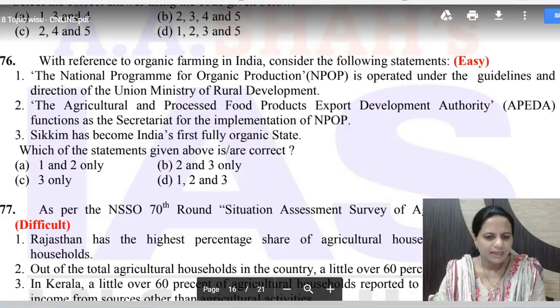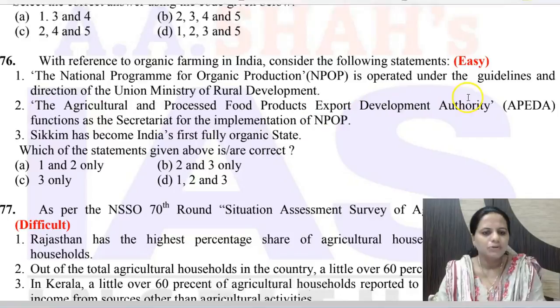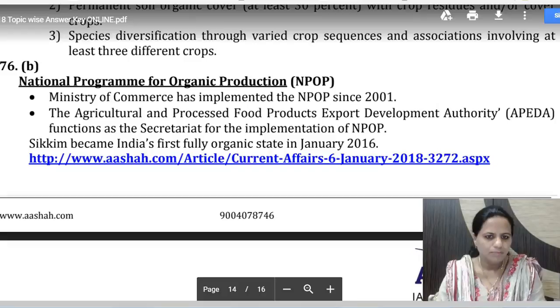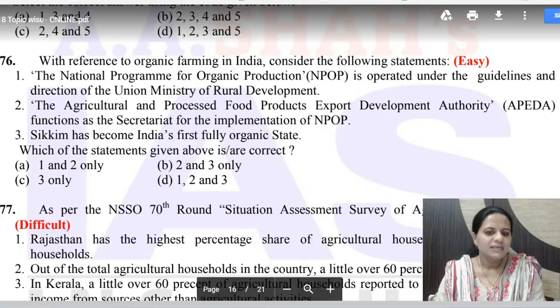Even APEDA has been in news, Agriculture and Processed Foods Products Export Development Authority. It functions as the Secretariat for Implementation of NPOP. So that is also correct. And Sikkim became the first fully organic state of the country. That had also been in news. So the correct answer here is B, 2 and 3 only, because it's not under the Ministry of Rural Development but under the Ministry of Commerce.